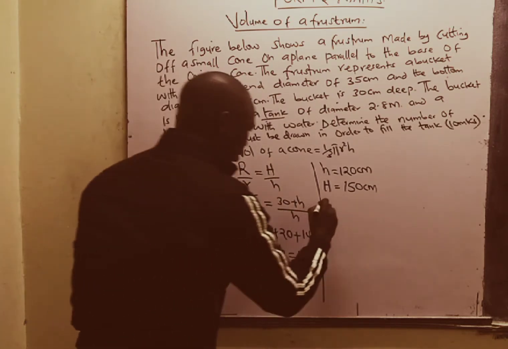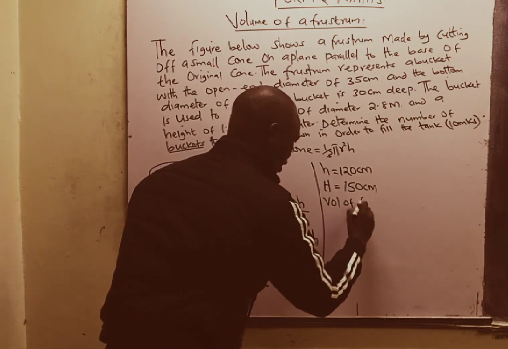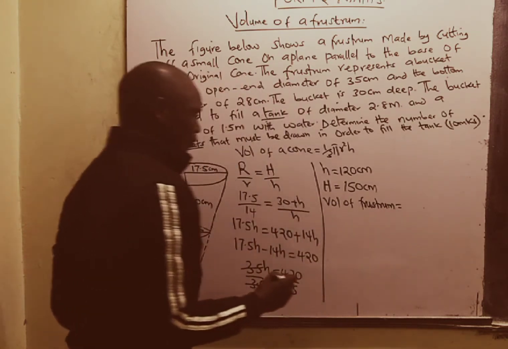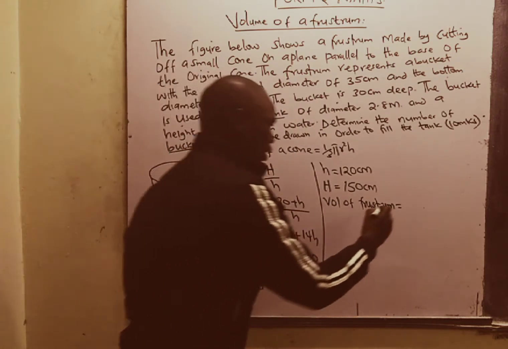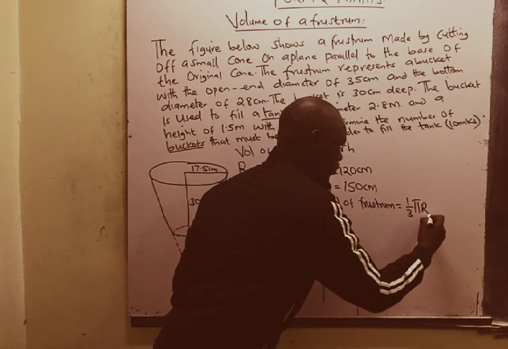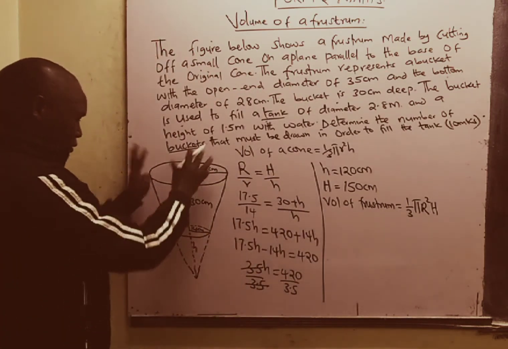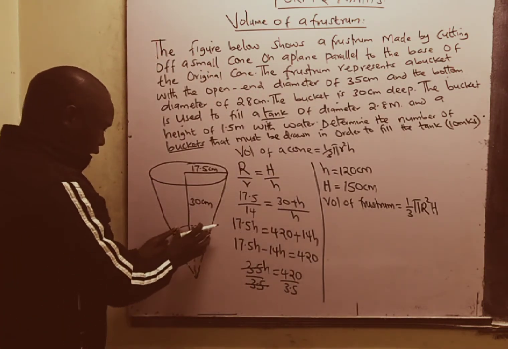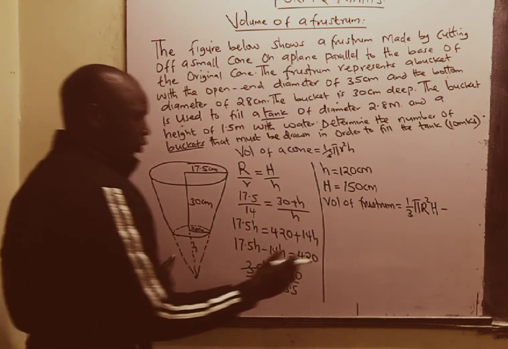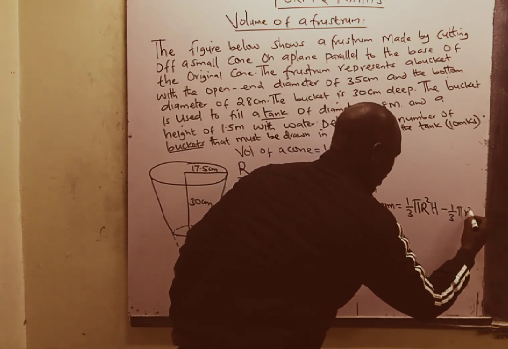Now to get the volume of the frustum, or simply the bucket, we get the volume of the bigger cone, which is equal to 1/3 pi capital R squared capital H, representing the volume of the entire cone, then minus the volume of the smaller cone, which is equal to 1/3 pi r squared h.